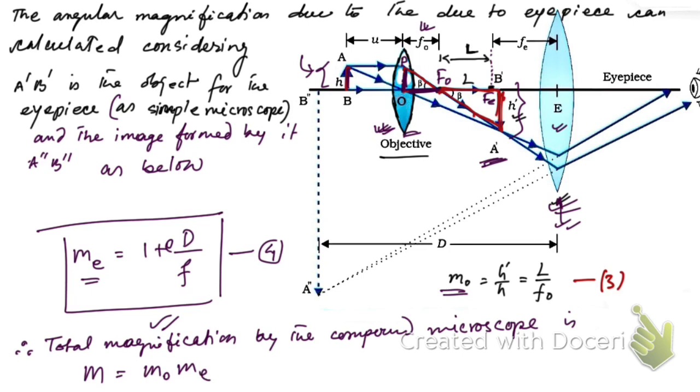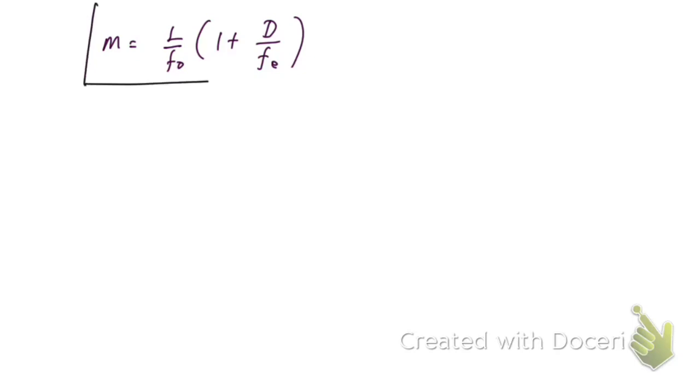Now let me use equation number 3 and 4 here. Put the value of m naught, that is L by F naught. Then put the value of me, that is 1 plus d by Fe. Let me write this expression in the next slide. So here m is equal to L by F naught times 1 plus d by Fe. This is the required expression.